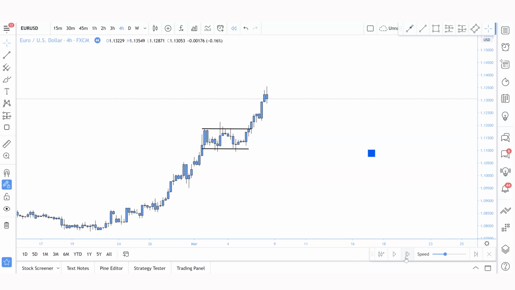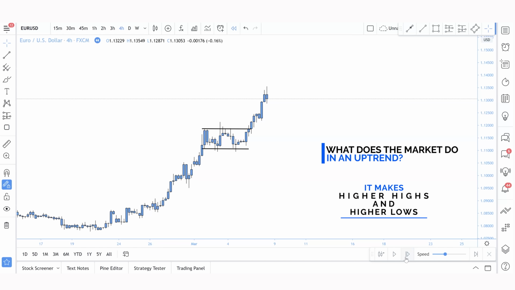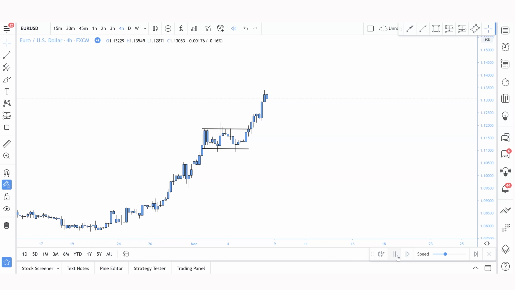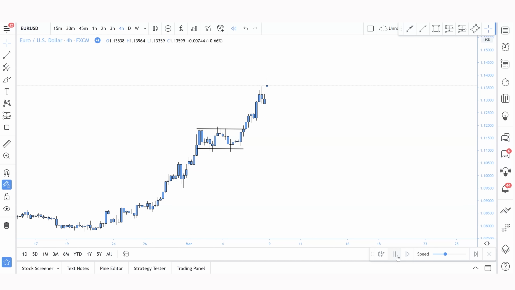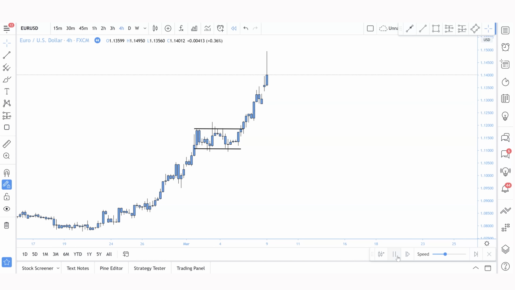So again, what does the market do in an uptrend? It makes higher highs and higher lows. So that's what we're watching right now. Price has made the higher high. We expect a slight exhaustion on this market, a pullback before the continuation.